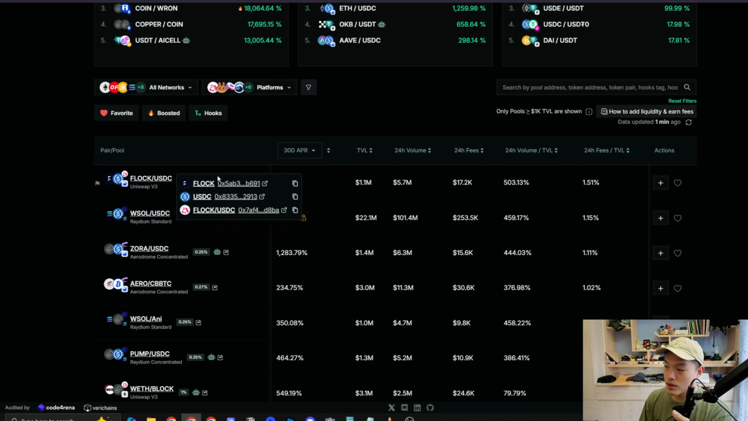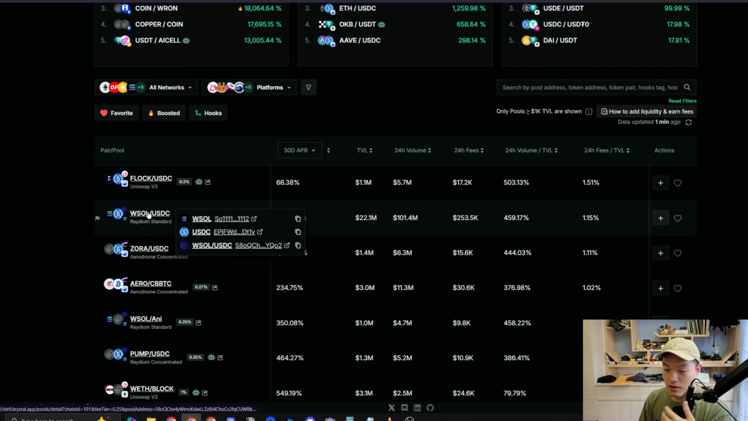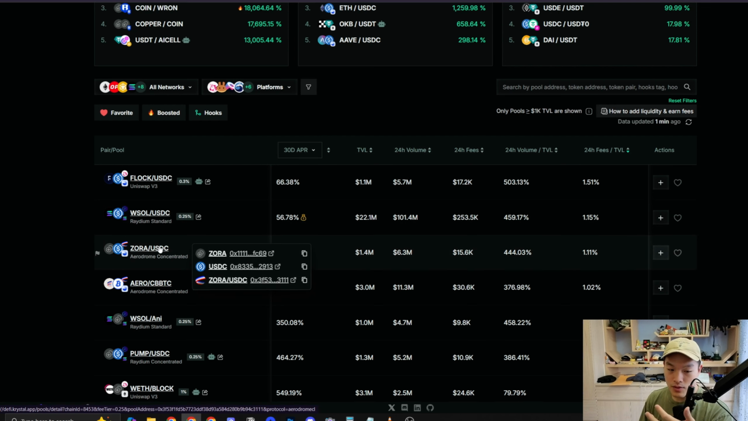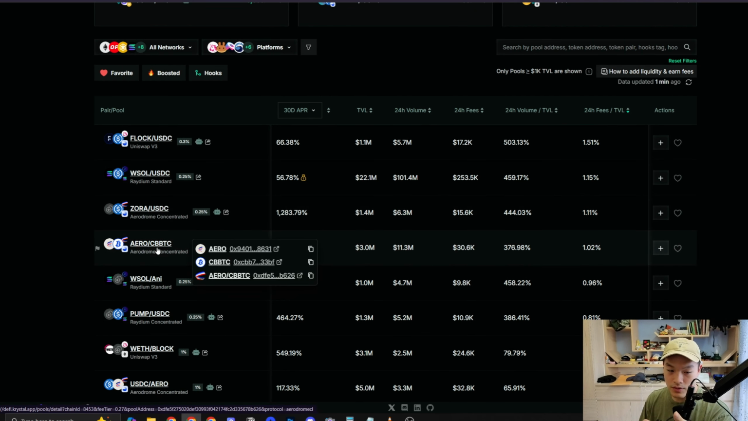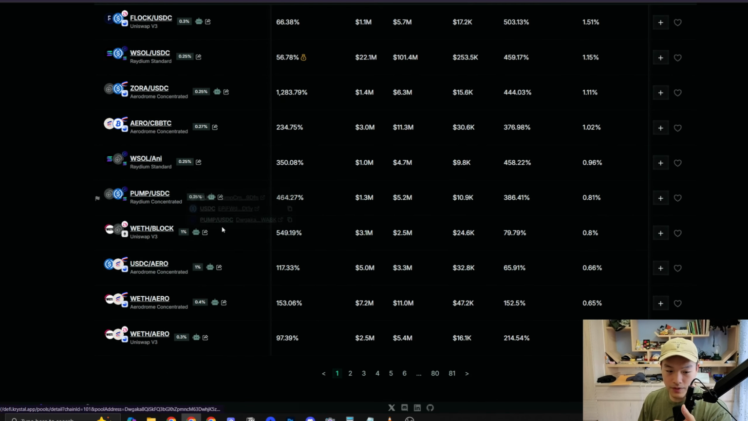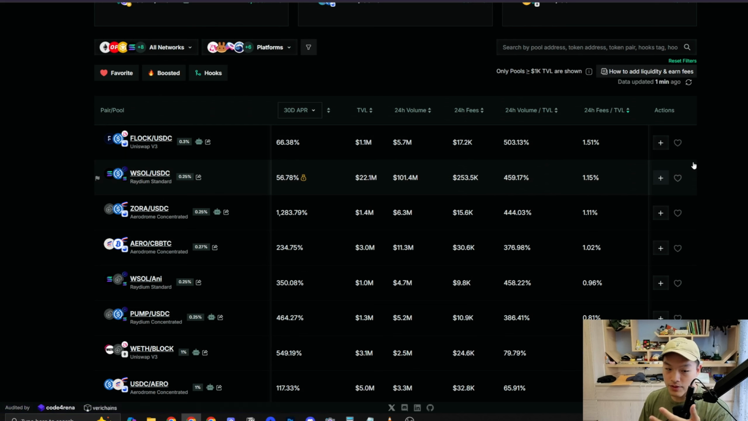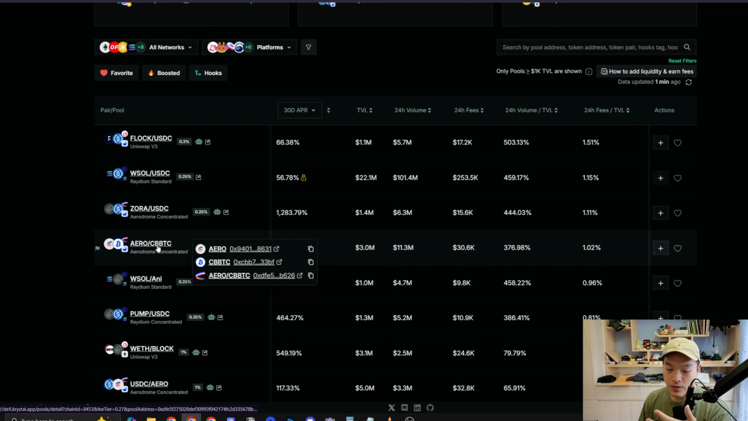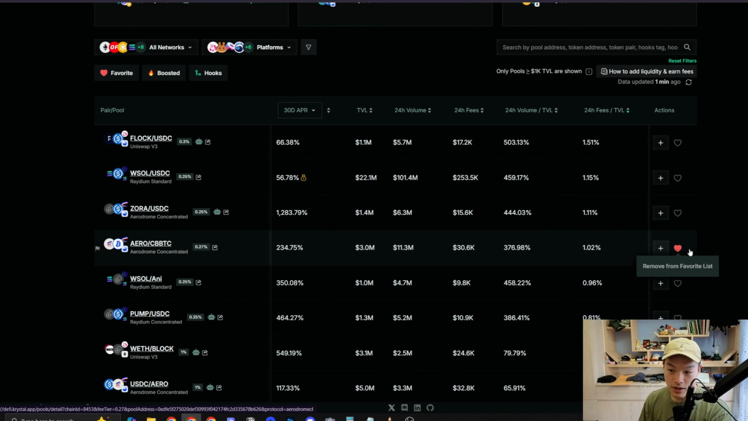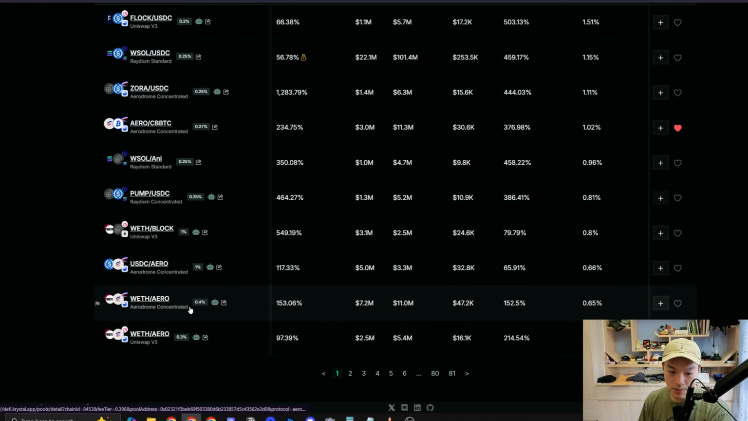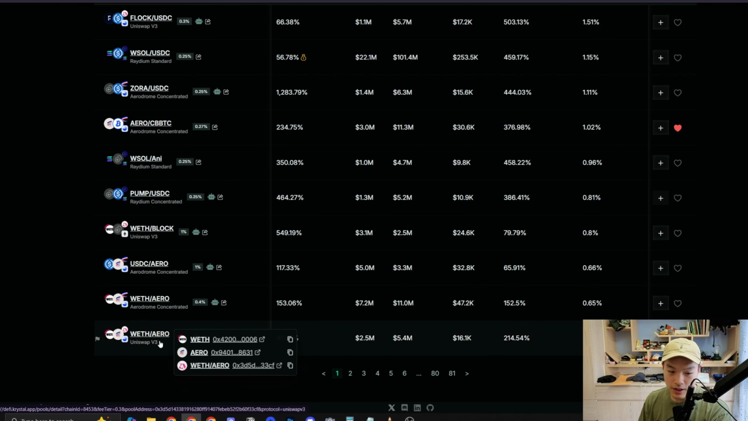Here we can see different pools, for example, Flock USDC. I'm not sure what Flock is, but I can look into it if that's something I'm interested in. There's Sol to USDC, Zora to USDC, Arrow to Coinbase Bitcoin, Pump to USDC. And I could also bookmark different pools that I'm interested in. For example, if I want to look into this Arrow to Coinbase Bitcoin, I could add it to the favorite list as well. And then maybe I want to compare these pools as well, like ETH to Arrow.